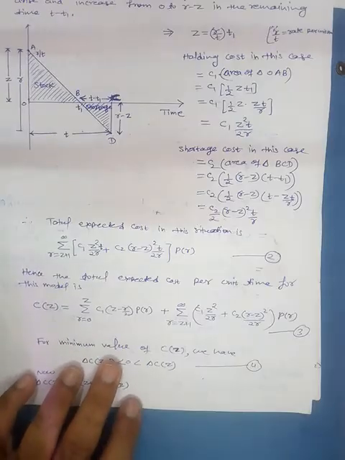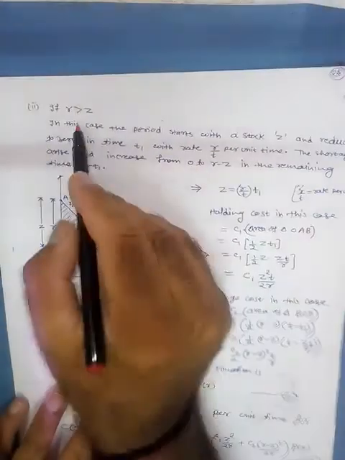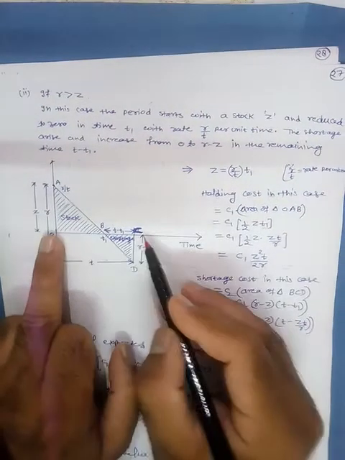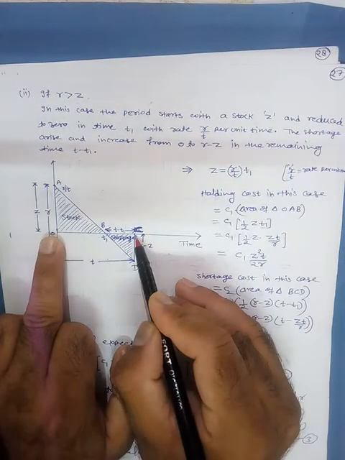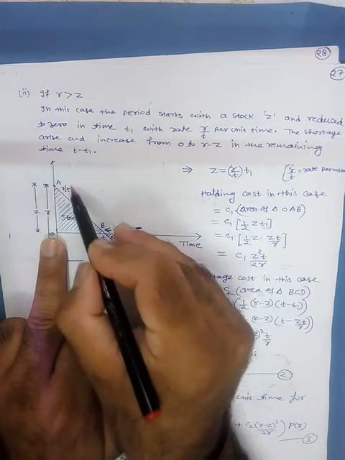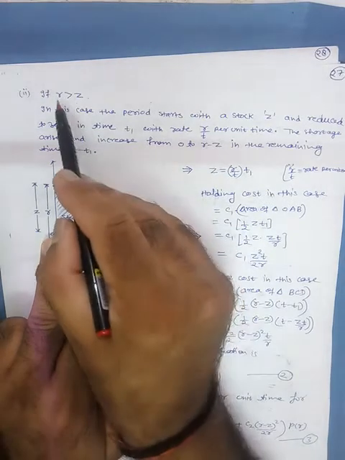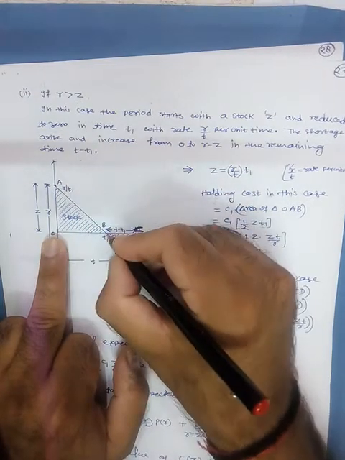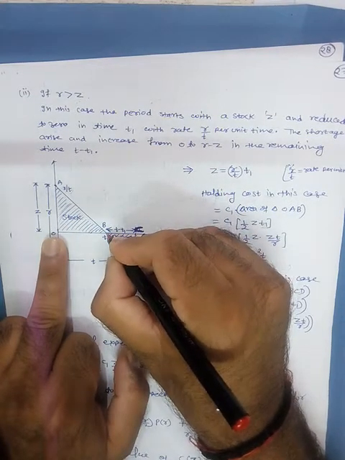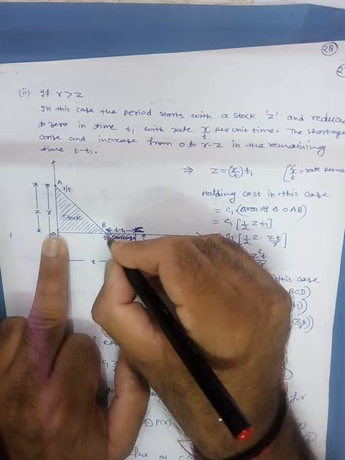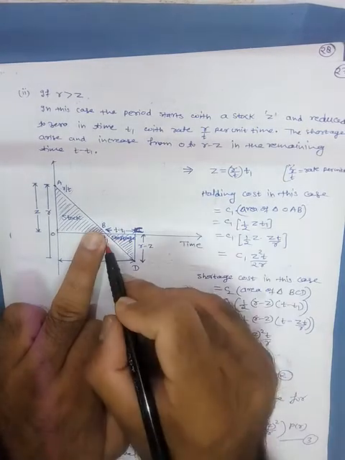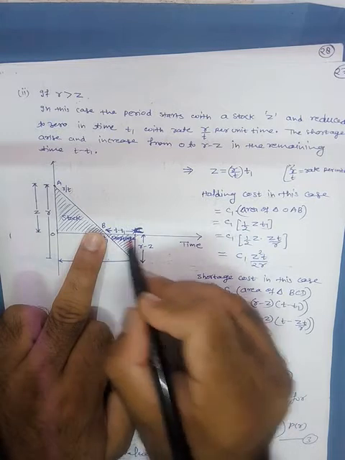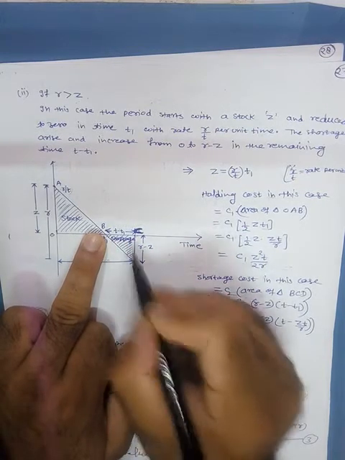Now the second case, when demand is greater than the stock level. So we have this diagram. This total distance from here to here is T. Per unit time demand is R by T, but demand is greater than the stock level. So obviously after some time this will finish. Suppose after time T1 this will finish. So from T1 to T, that means this distance T minus T1, there is a shortage.